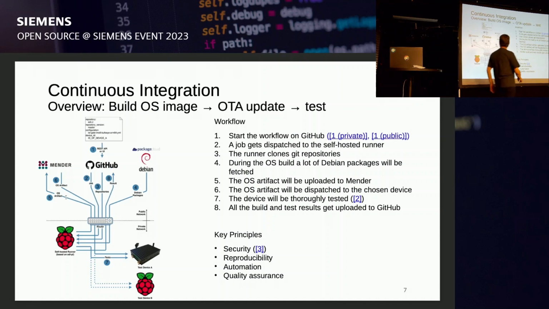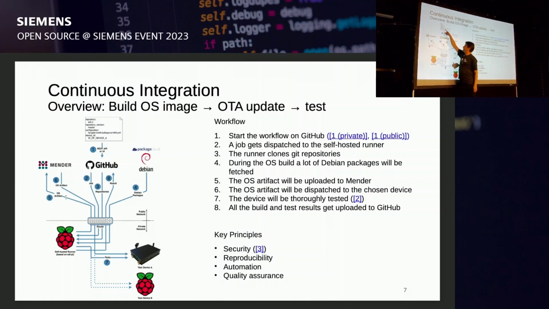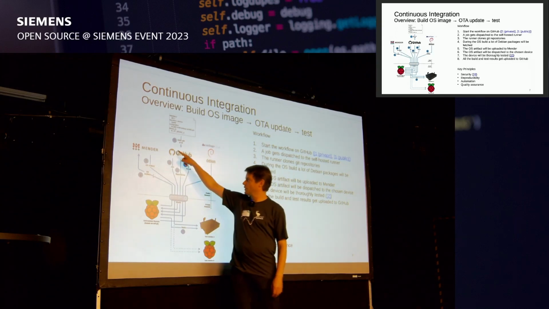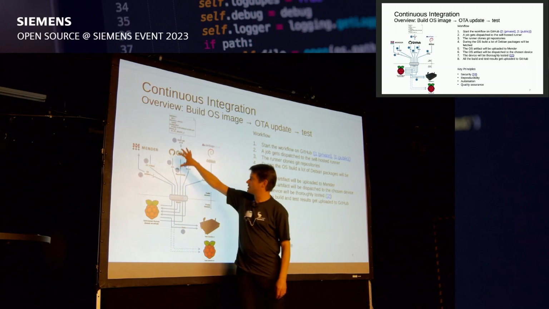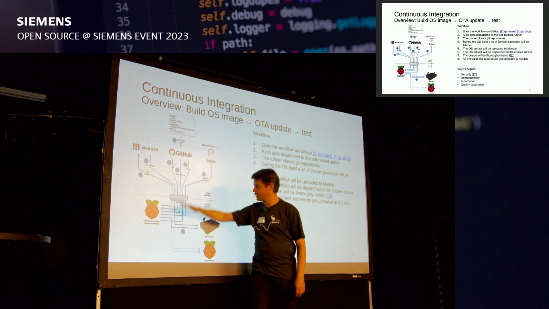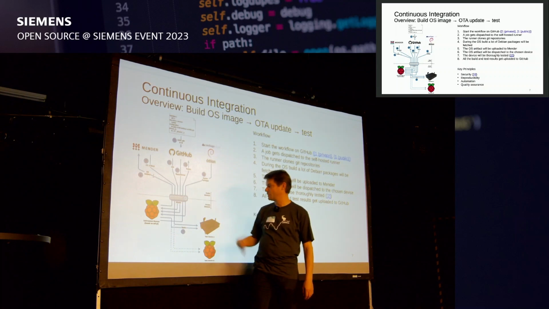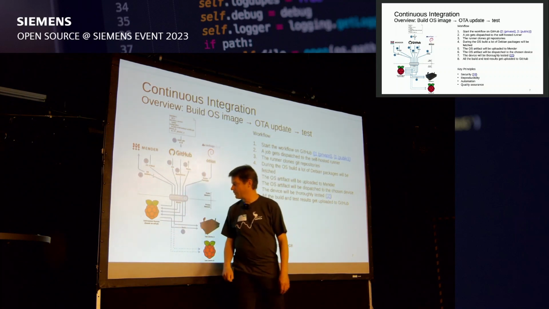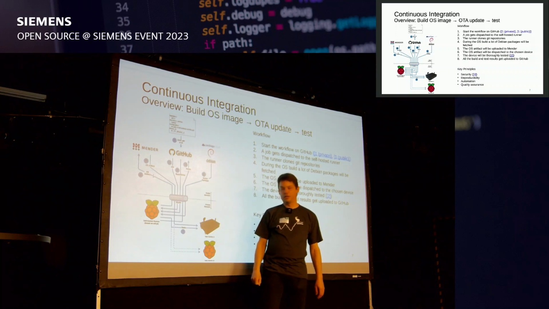So that's the manual step we have to do. First step, we tell GitHub what kind of operating system we would like to build. Then a job. So that's the cloud. The stuff down here is on site at my home. So the job goes down to a self-hosted Raspberry Pi GitHub runner.